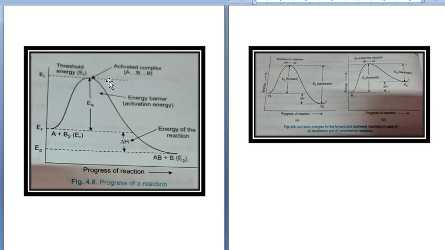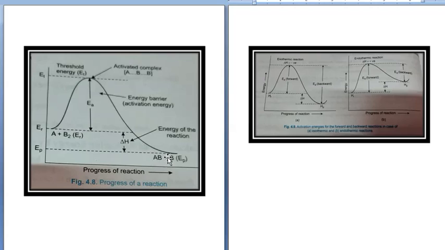So, to the reactants, this much energy has to be provided from here till here for the reactant to reach up to the threshold energy level. You see this arrow, this is the activation energy, the extra energy which has to be provided to the reactant so it reaches the threshold level.